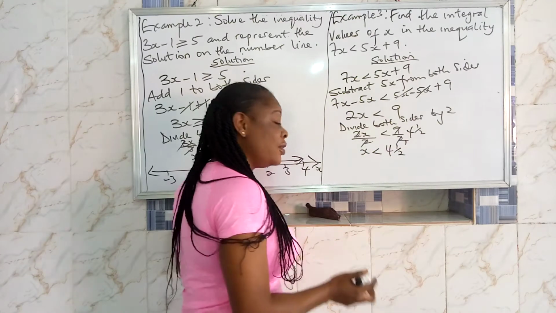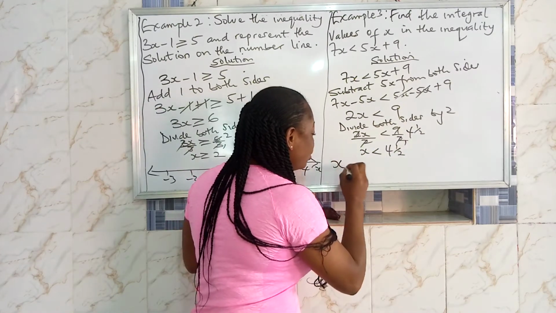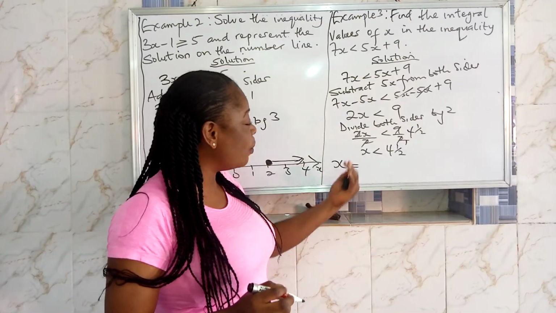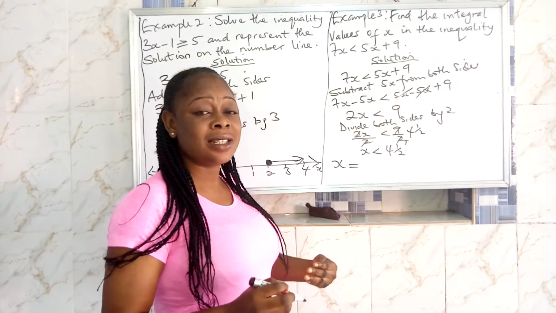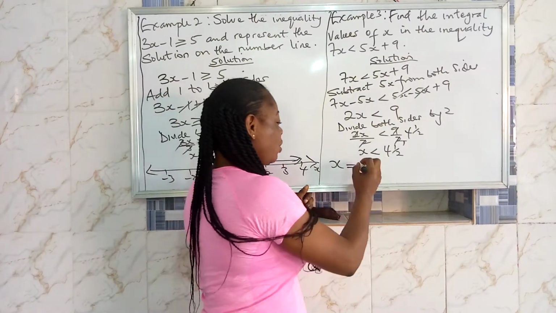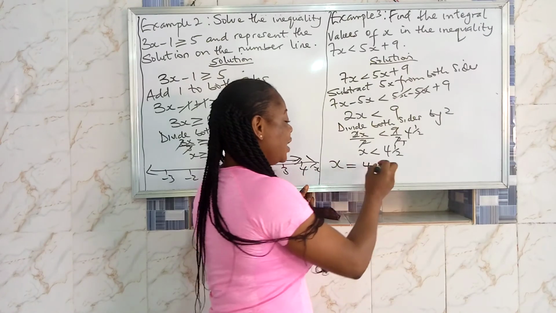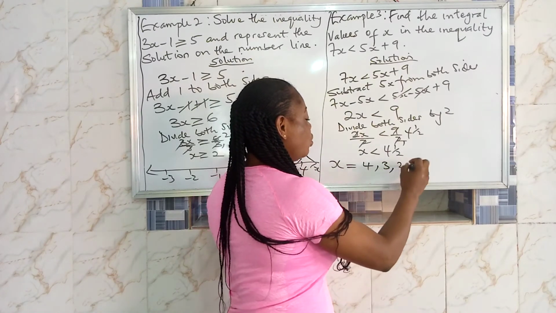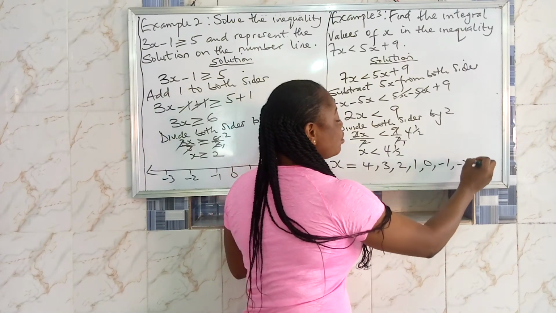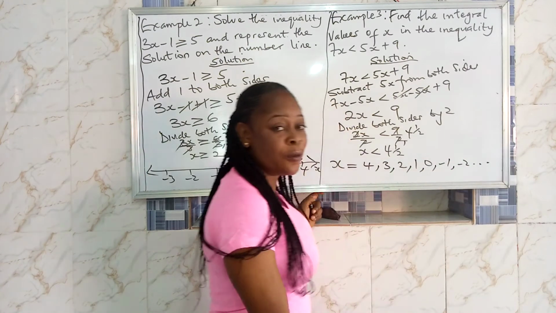What are the possible values of x? If I say x is less than 4 and a half, what are the whole numbers? The first one will be 4. Which one is less than 4 again? I have 3. Next one 2. Next one 1. Next one 0. Minus 1. Minus 2. And so on and so forth.